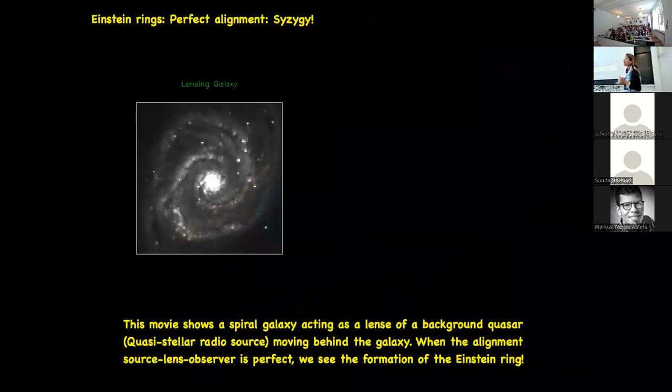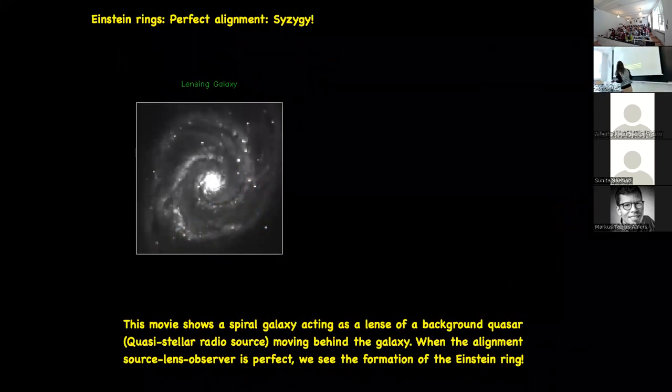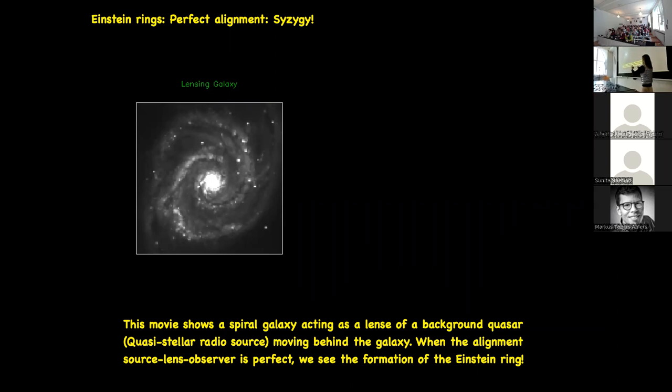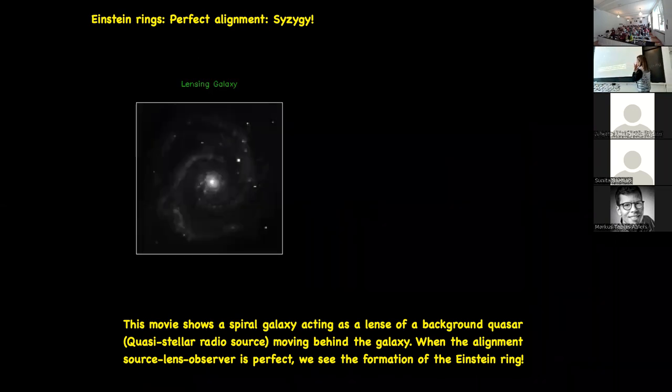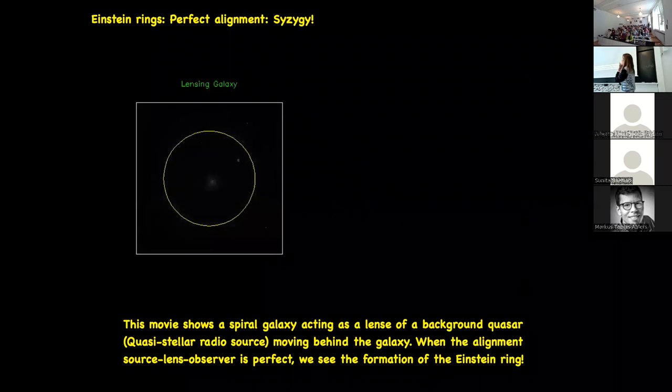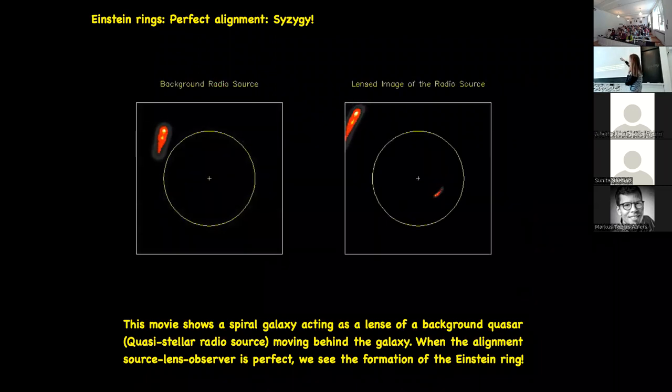Here I show you a beautiful thing. This is just a parenthesis. This is a movie in which we have a lensing galaxy and behind it a background quasar. A quasar is something that is emitting light. And you will see the lensing image. So the quasar is moving behind the galaxy, and you will see here the lensing image.